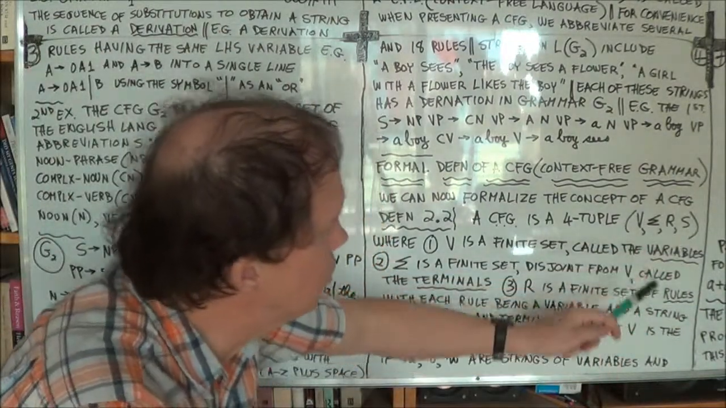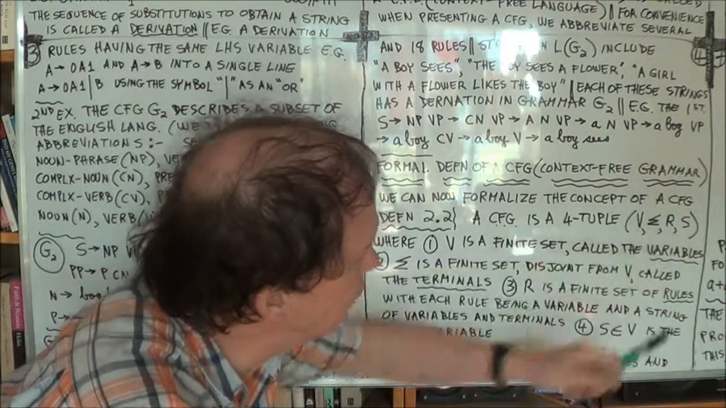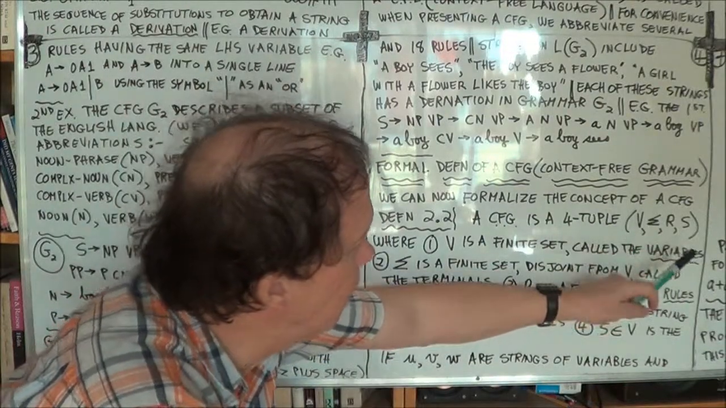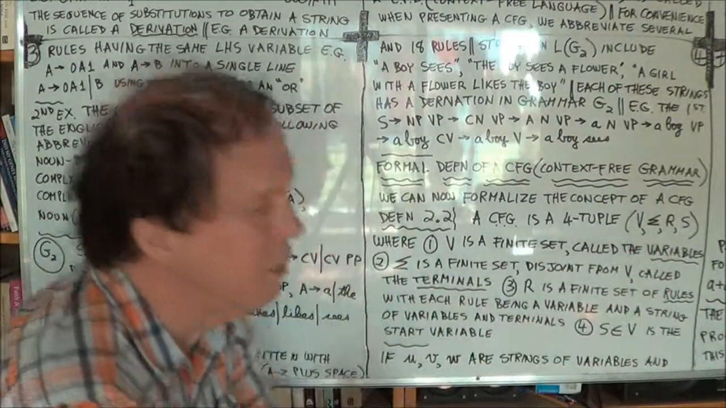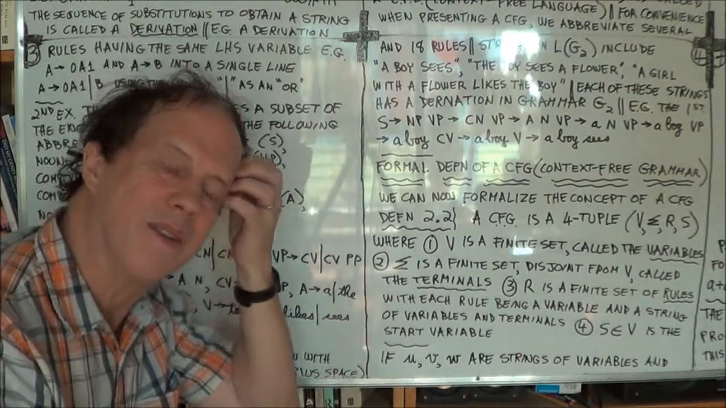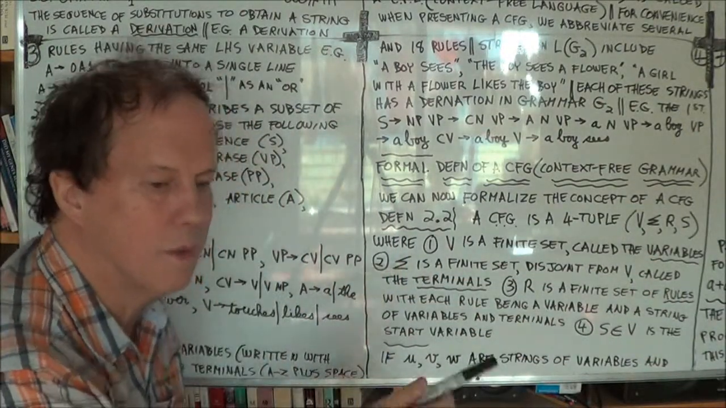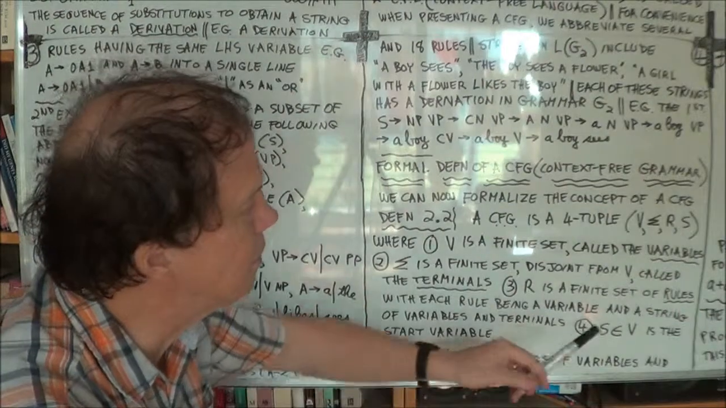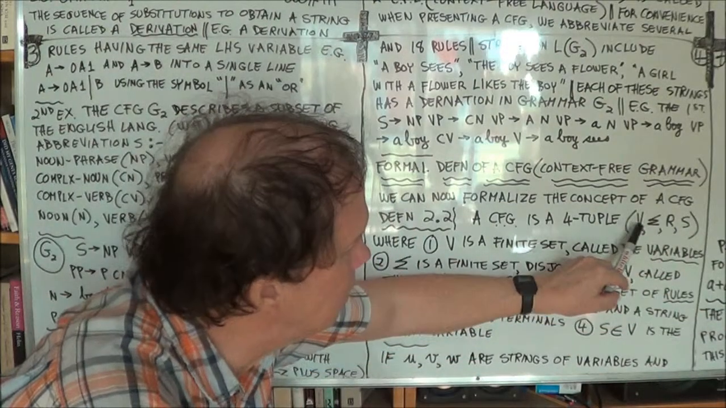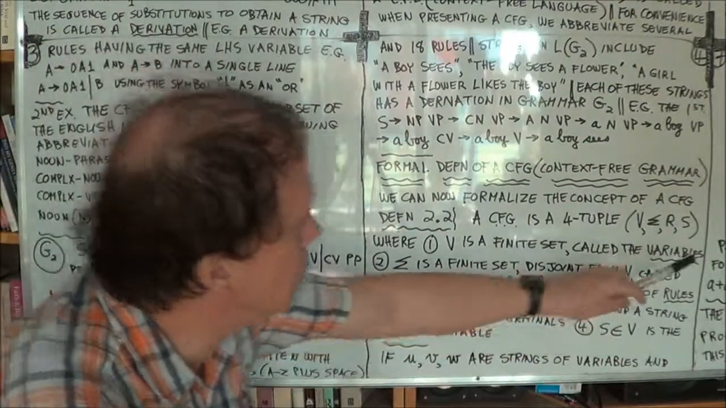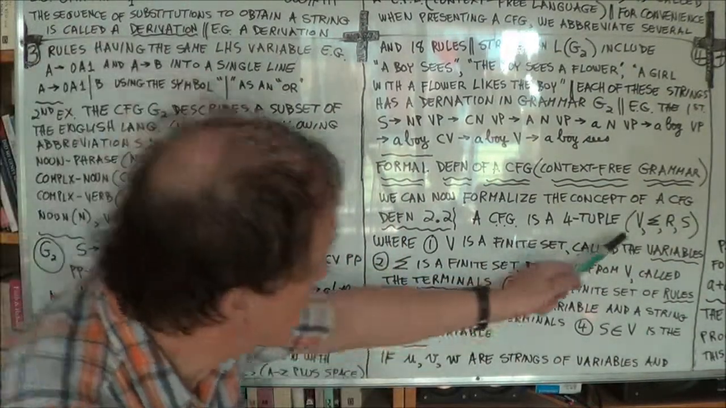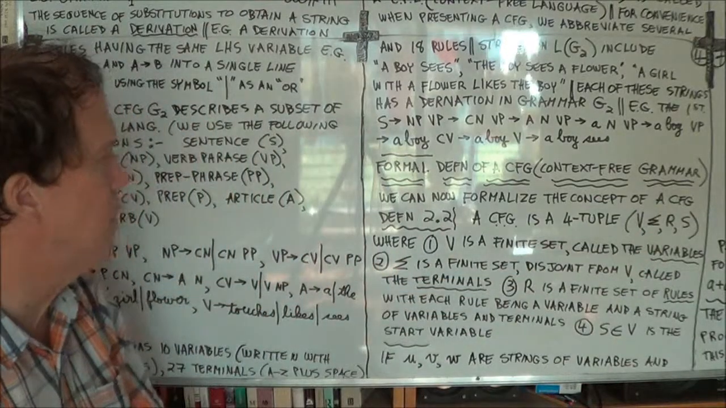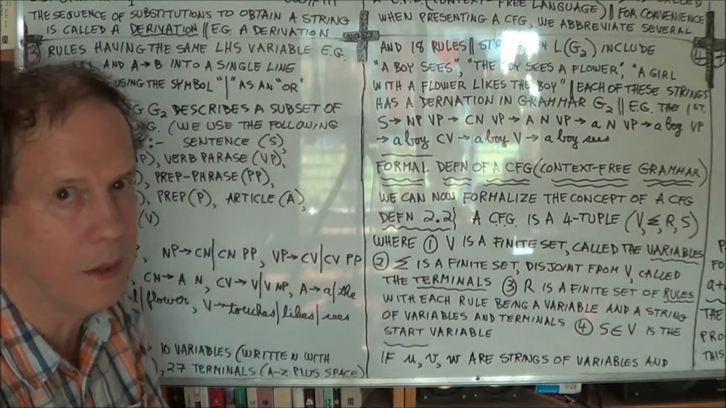To emphasize, strictly you could have just a three-tuple, a triple, because S is a member of V. But it's so important, because you always start with a start variable, that it's given special status. It's a special variable. It's not like the others. So it's the fourth term in your 4-tuple. So that's your formal definition of a CFG, a context-free grammar.